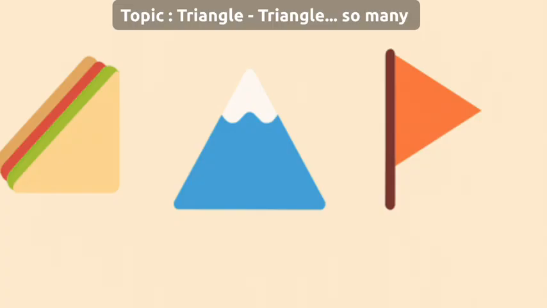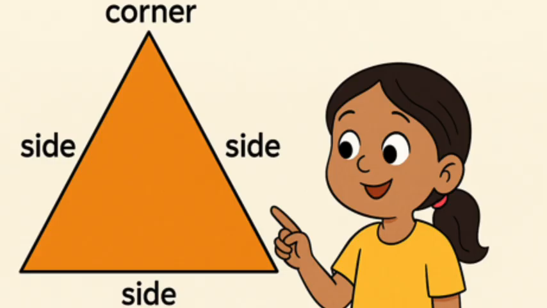Next topic, triangle. So many triangles. Triangles are everywhere, in sandwiches, mountains, and flags. What is common in all of them? They have three sides and three corners. Say it with me. Triangle is equal to three sides plus three corners.